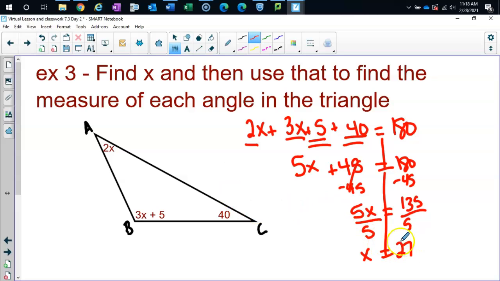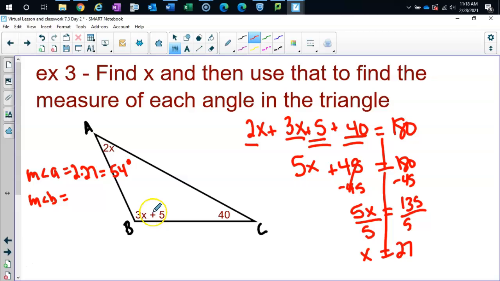Okay, now we found x. x is 27. Let's go back and find the measures of our three angles. So the measure of angle A is 2x. Well, what did we just find x to be? We found it to be 27. So that's 2 times 27, which will give you 54 degrees. Let's find the measure of angle B.